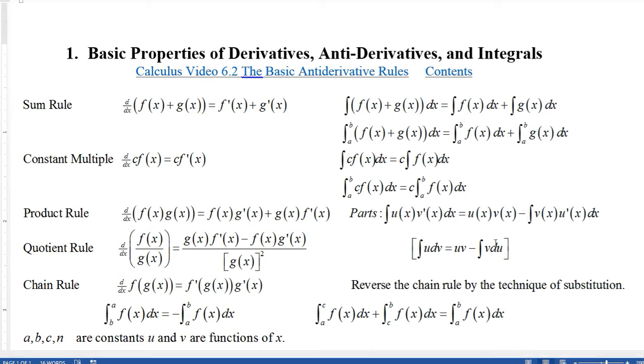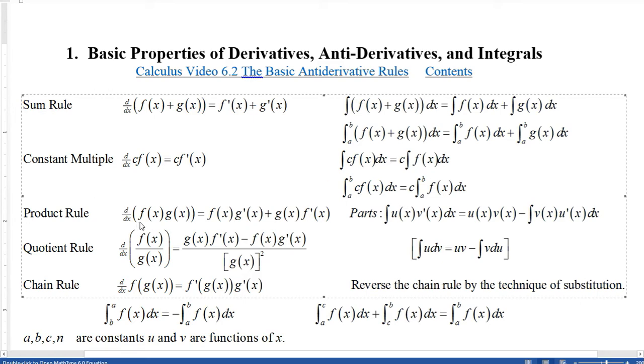Everything here should be completely memorized. You should already have these properties of derivatives memorized, and they correspond to properties of antiderivatives. So the derivative of the sum is the sum of the derivatives, and the antiderivative of the sum is the sum of the antiderivatives. The derivative of a constant times a function is a constant times the derivative of the function. So the antiderivative of a constant times a function is a constant times the antiderivative of that function.